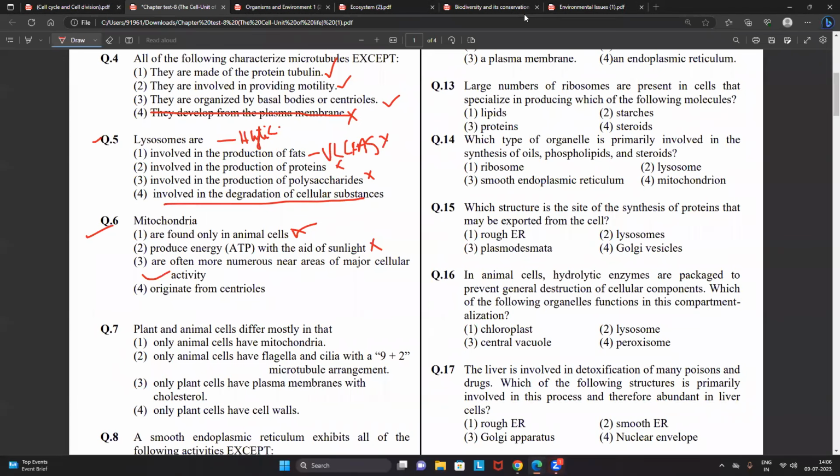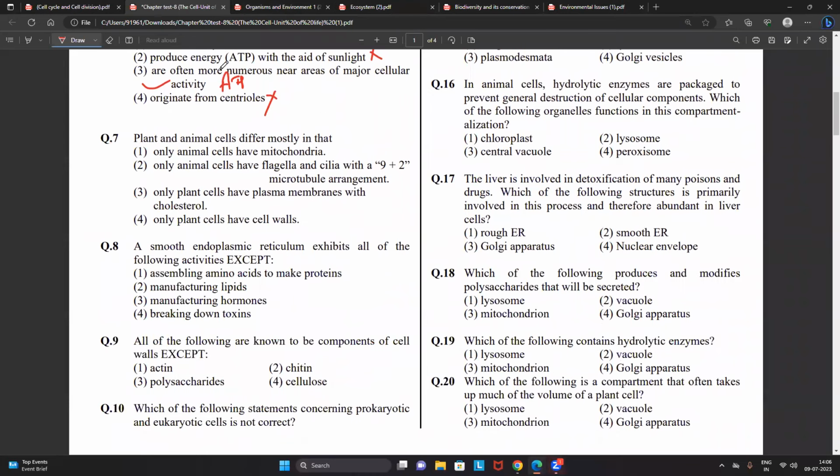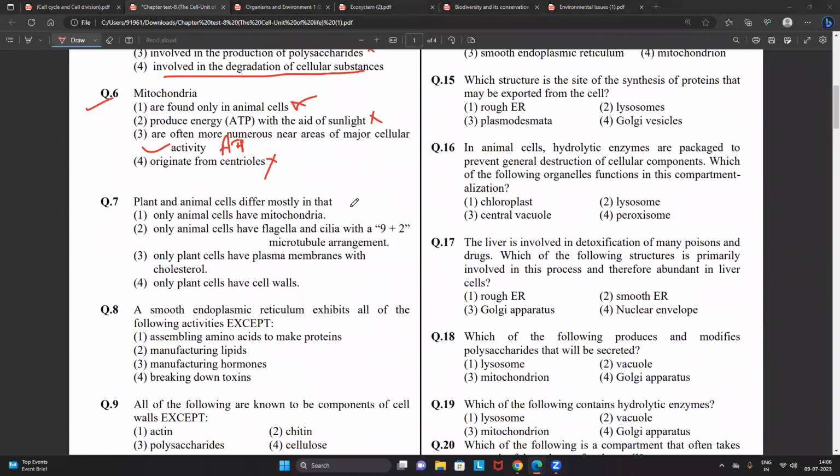Why? Because, friends, we all commonly know that whatever cells are involved in cellular activity actually require an abundant amount of ATP. That's why the mitochondria will be abundant there. They never ever originate from the centriole. So option 4 is the wrong option. Then the question number 7. Plant and animal cells differ mostly in that. Think it and answer, not a problem. They are saying they differ.